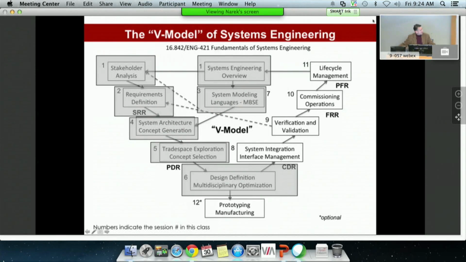Let me just remind you briefly where we stand in terms of the class and the V-Model in particular. We made great progress, and we've essentially covered the whole left side and the bottom, and what we'll do starting next week is really climb up on the right side. So next week's topic is system integration and interface management. Then we'll cover verification, validation, commissioning and operations, and then our final official lecture is lifecycle management. We do have a 12th lecture on prototyping and manufacturing. That one, though, is optional because this is after the official end of classes at MIT. So you're not expected to participate, but you're invited to. So the focus in the next month or so is covering the right side of the V.